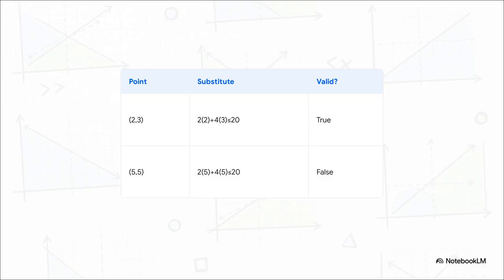We substitute that in. 2 times 2 is 4, 4 times 3 is 12, 4 plus 12 is 16. Since 16 is less than 20, the statement is true. It's a valid solution. Now let's check a point outside the shading, like 5 apples and 5 bananas. 2 times 5 is 10, 4 times 5 is 20, 10 plus 20 is 30, and 30 is definitely not less than 20, so that's false, proving it's outside our budget. Just by checking these 2 sample points, we've mathematically proven that our graph perfectly maps out the truth.